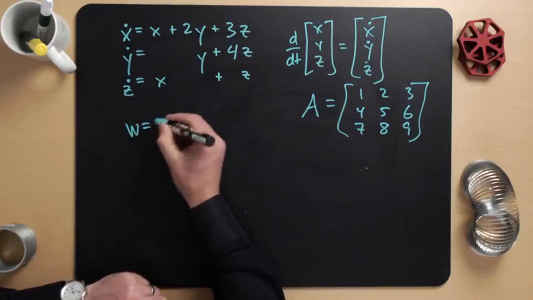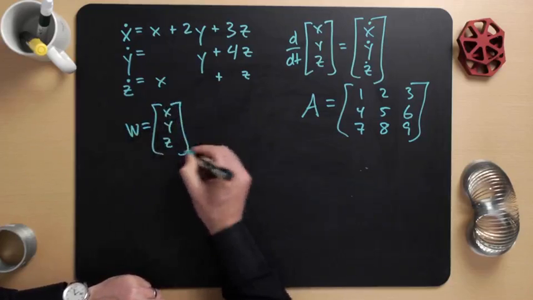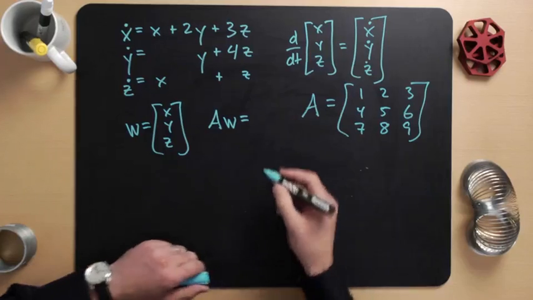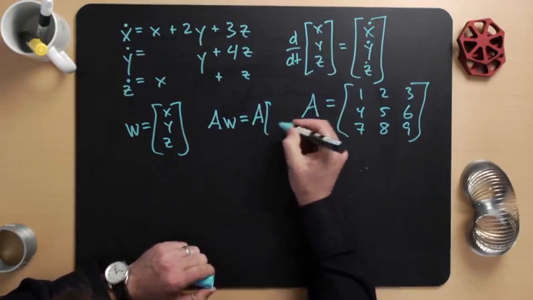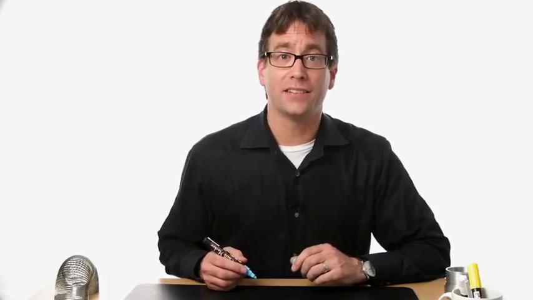In fact, if I relabel W as x, y, z, then I can actually use the notation AW is equal to A times x, y, and z. The right way to define multiplication between A and W is to take elements of the rows of A and multiply them by their corresponding elements of the state vector and sum those together.